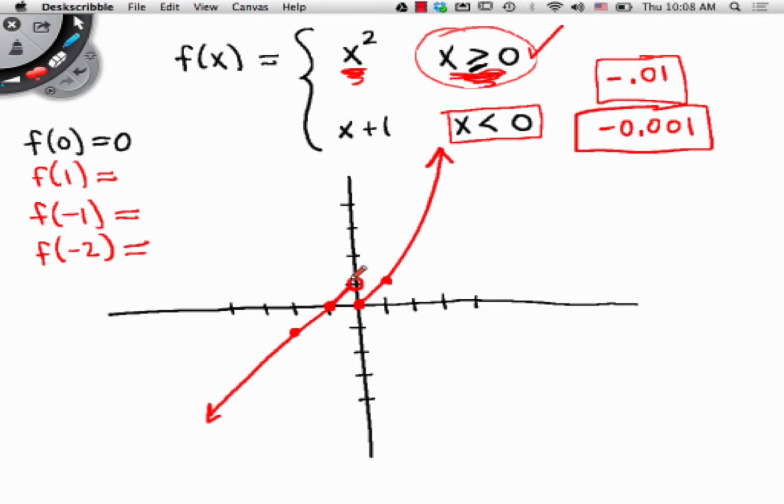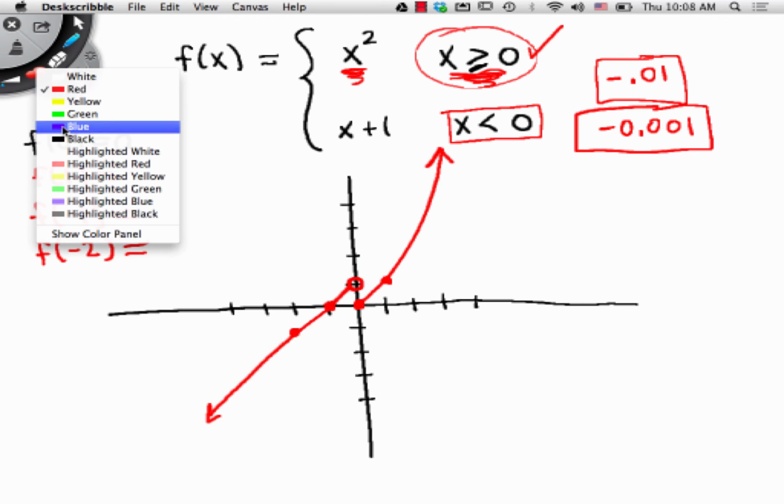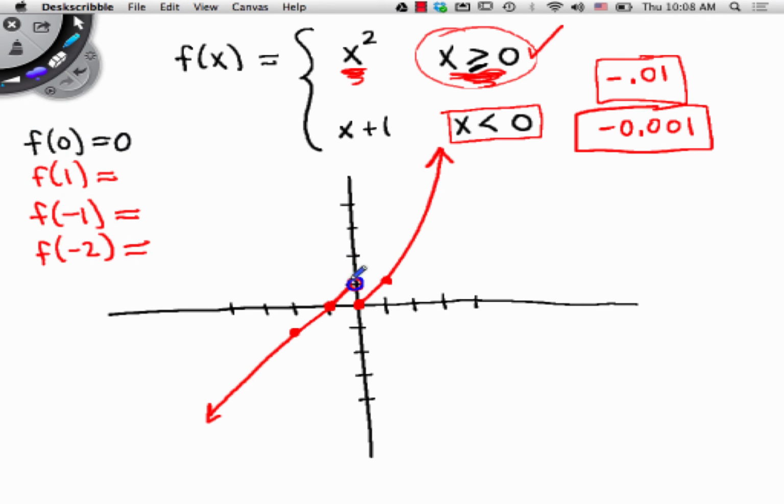The reason why I'm putting an open hole here is because this line is approaching 1, but I can't let it equal 1. I can't fill that hole in. Why? Because the condition doesn't allow it. So that's the only reason I have an open hole here, but I know that the function's getting closer to 1 as I go in that direction.